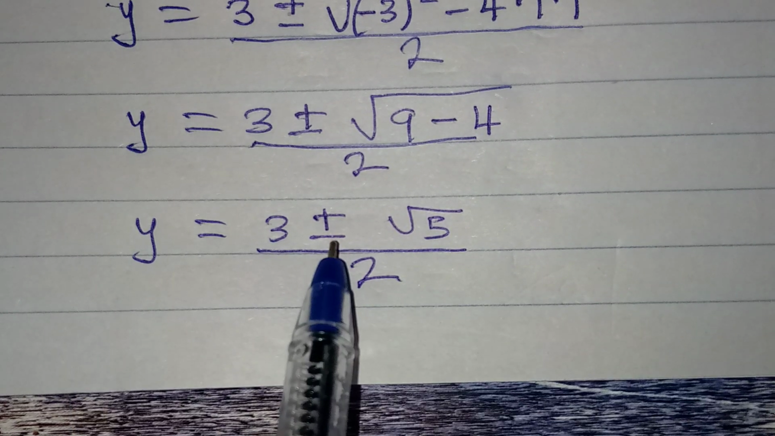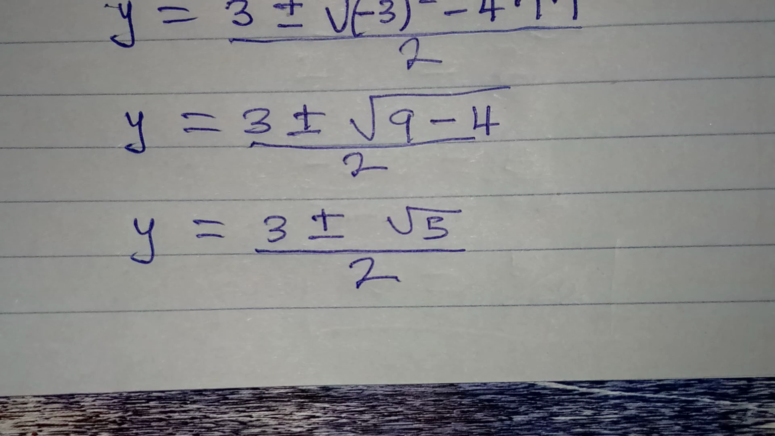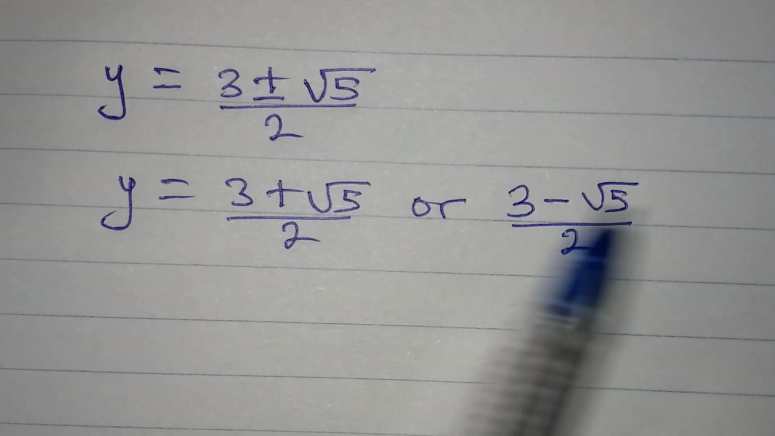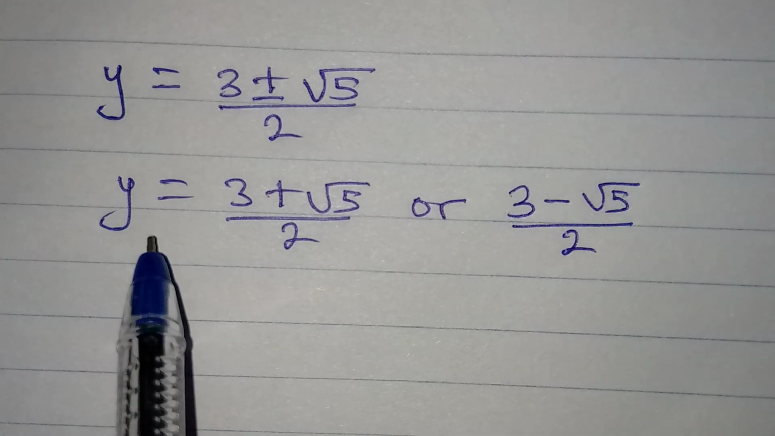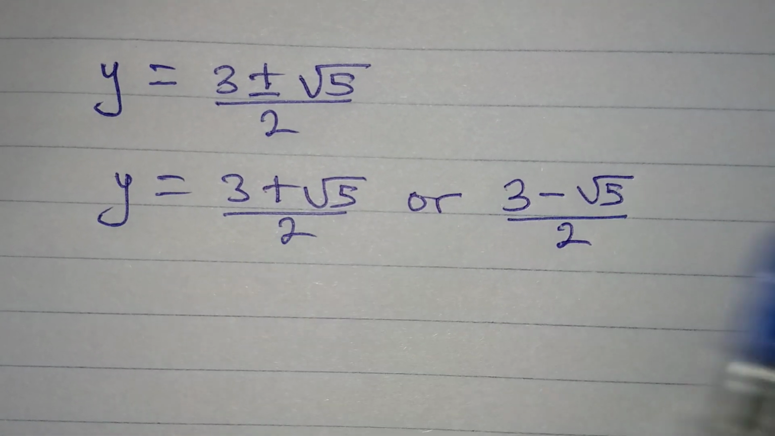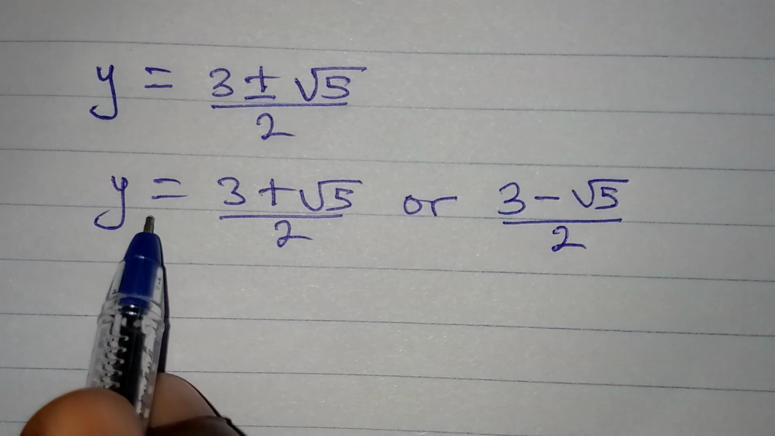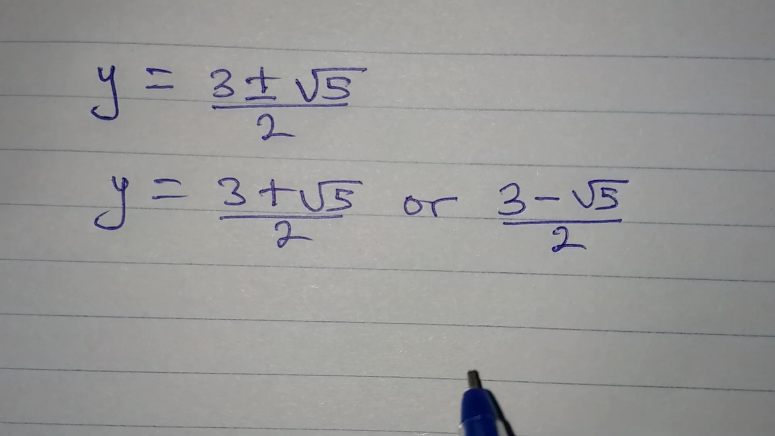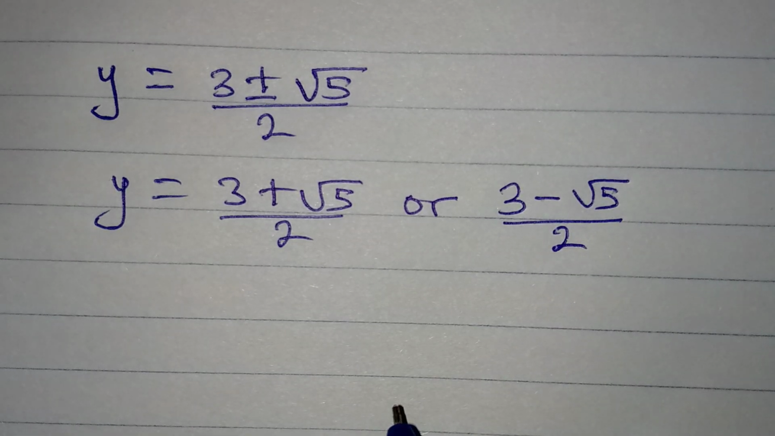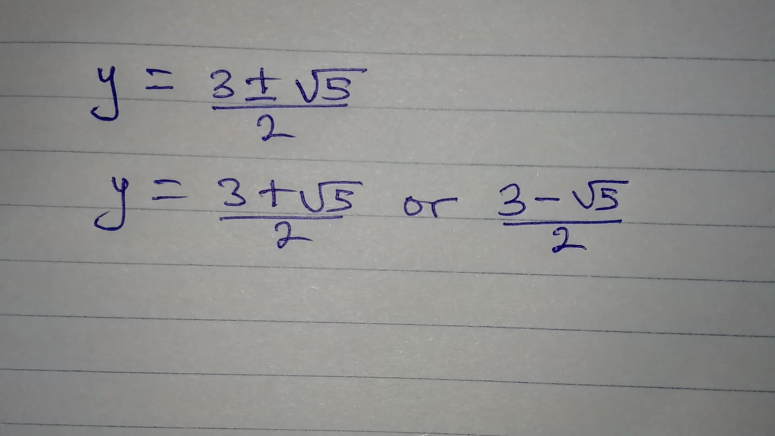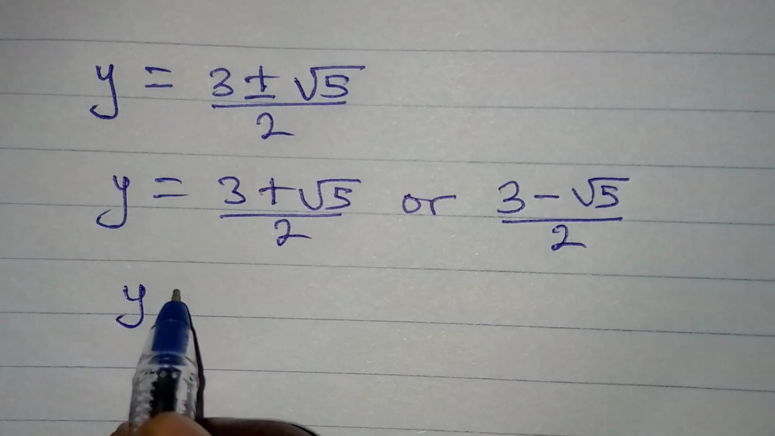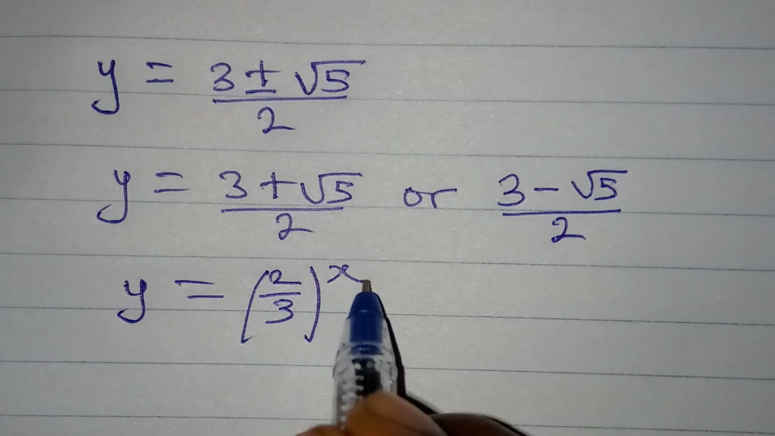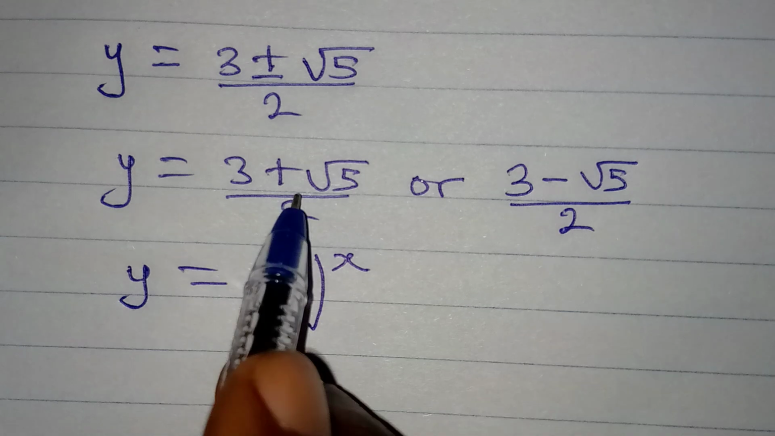Now this is a 2-in-1 solution, so I'm going to break this into 2. Meaning that y is either equal to (3 plus square root of 5)/2, or (3 minus square root of 5)/2. Yes, this is what we have. And then remember what we said, that y is actually equal to (2/3)^x, right? Okay, so let me pick this first.